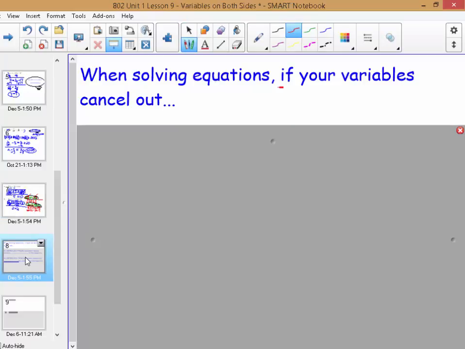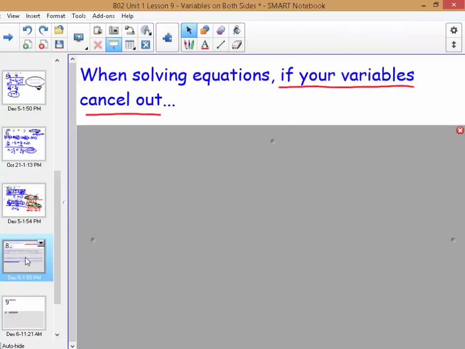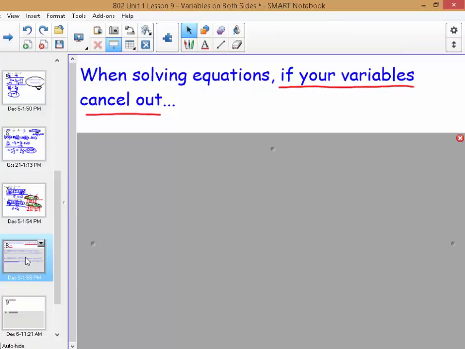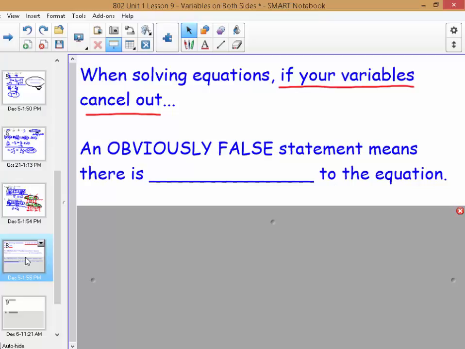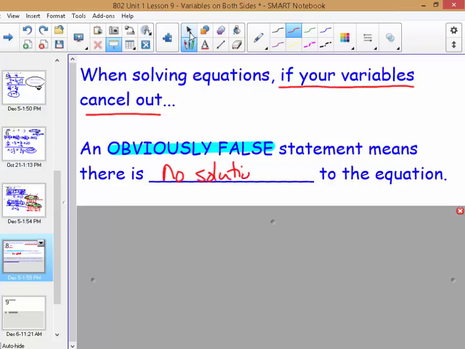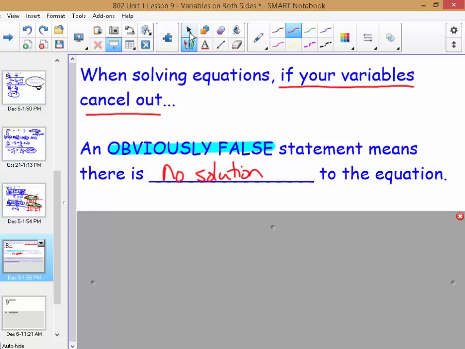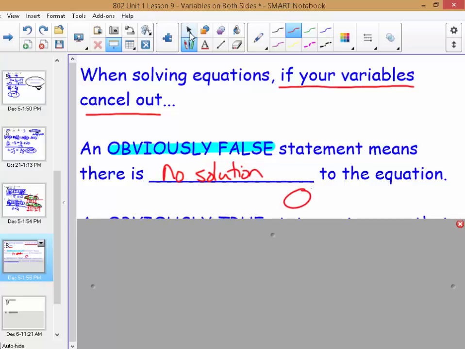And I want you to remember this, because this is the only time that we're going to end up with this situation. We have to have the variables actually disappear. Using addition and subtraction, they canceled out, and I'm left with just constants. If you are left with an obviously false statement, that means that there is actually no solution to the equation. And one way we show that, and we'll talk about this when I get back, is with this symbol right here.